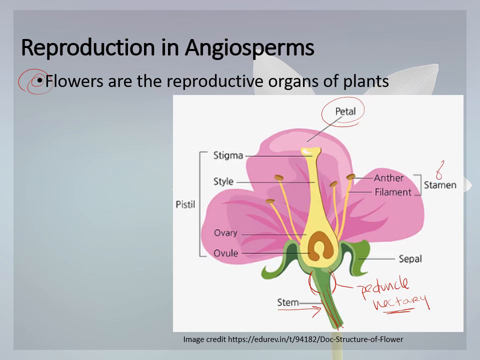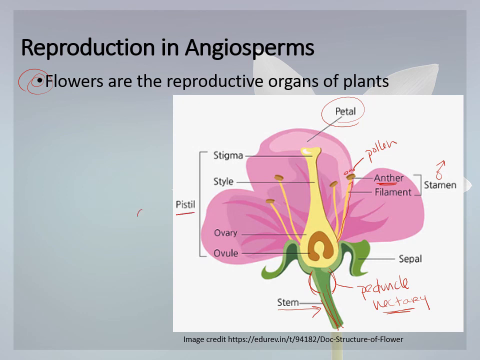The stamen is the male portion of the flower. Anther at the top is where we produce some pollen. Sperm is in the pollen. The filament is going to hold that anther up to make it easier for the pollinators or wind or however that pollen is being spread to access that pollen.